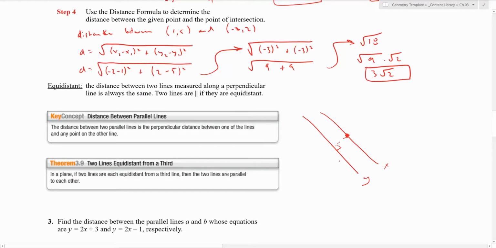And two lines equidistant from a third. In a plane, if two lines are equidistant from a third line, then the two lines are parallel to each other. So here's a third line that runs in between there that is equidistant from both lines X and Y.